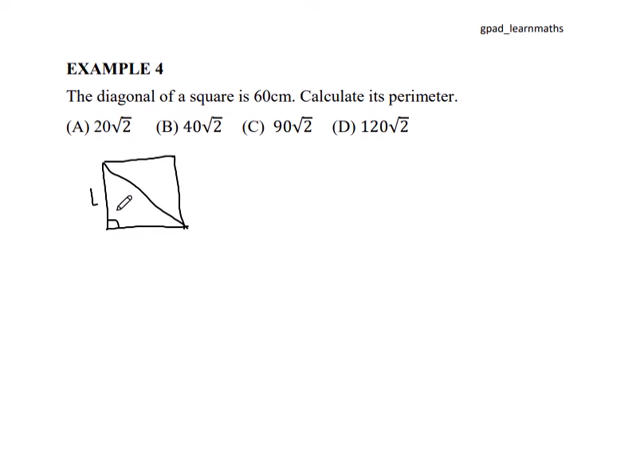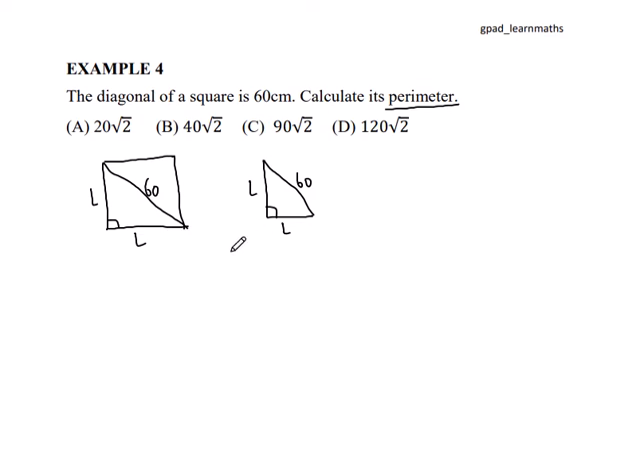So this is length, and length, L for length, and we're told that the diagonal of this square is 60 centimeters. So this is 60. Now let me bring out this right angle triangle. So this 60 again, this L and this L. Now we need to find the length of this square so that we can find the perimeter of the square. So I'm going to use Pythagoras theorem to find the length of this square.